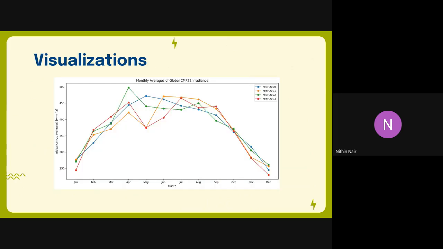Up next, we can see the visualizations of the data. This is the incoming data that we have of CMP22 irradiance. As you can see, the solar irradiance has been plotted against the months of the year. The solar irradiance over the years from 20 to 23 historically has followed the same trends over the 4 years that we have taken it over.